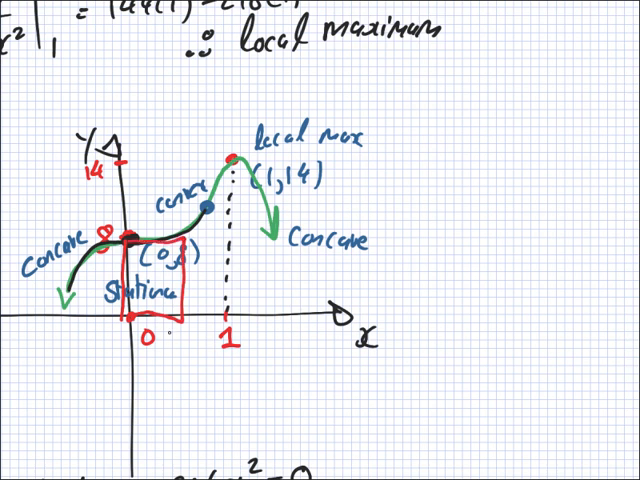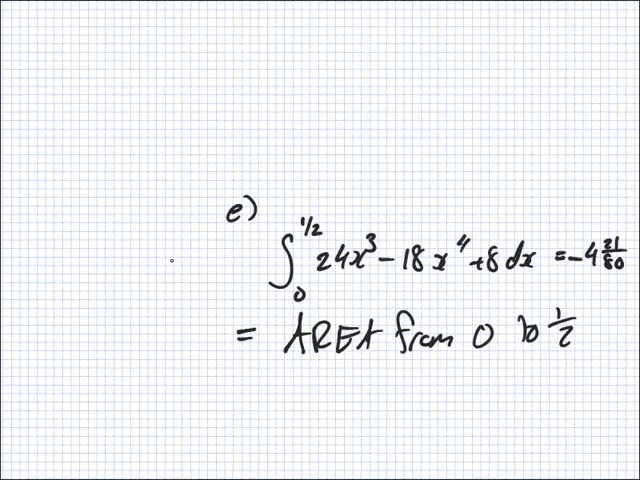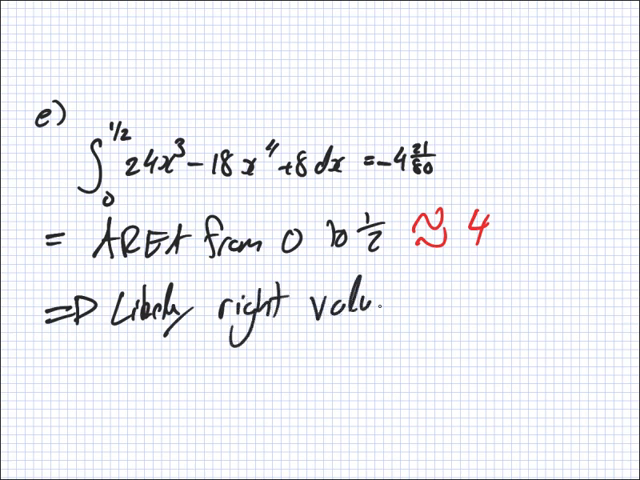How big is the base? From 0 to a half? 0.5. And the height? 8. So what is this area here roughly? 4. It's roughly 4 units. Now the fact that the student said they got minus 4 and 21/80ths means that they probably got the right number but the wrong sign. So you would say that would mean likely right value but wrong sign.